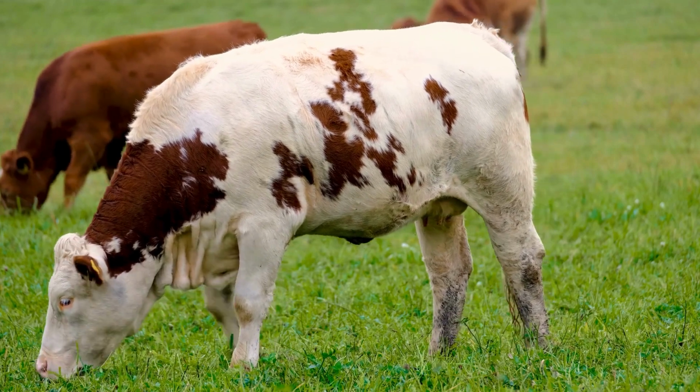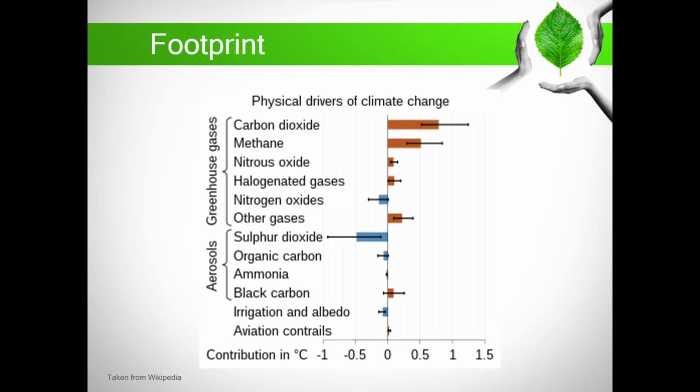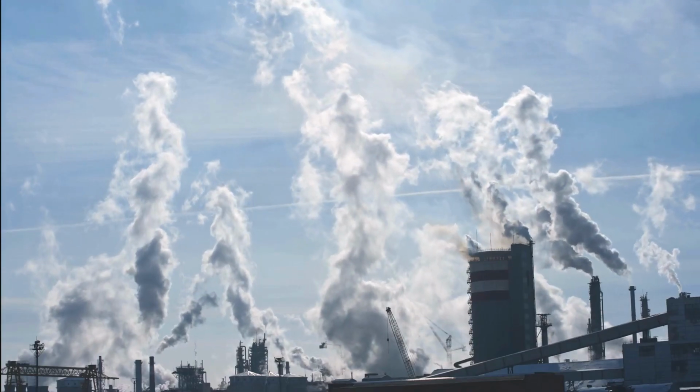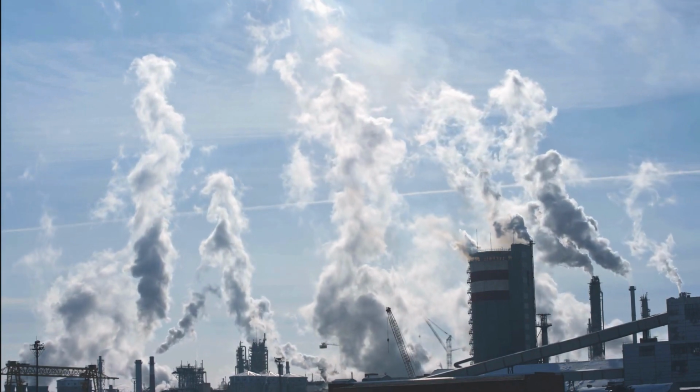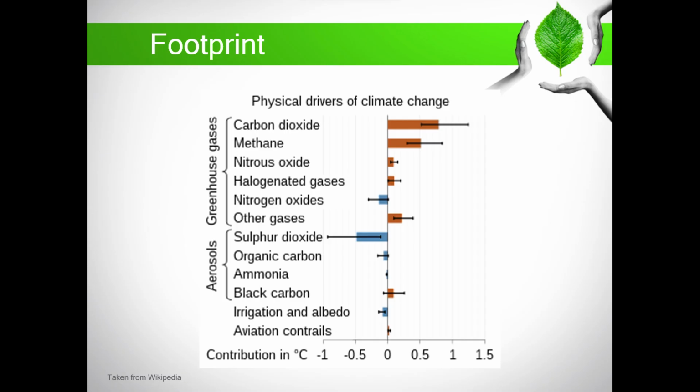Nitrous oxide, N2O, comes next. It's less prevalent but highly effective in warming the atmosphere. Its main sources are agricultural practices and industrial processes. Ozone, O3, plays a dual role. Beneficial in the stratosphere, it acts as a warming agent in the lower atmosphere, contributing to climate change.